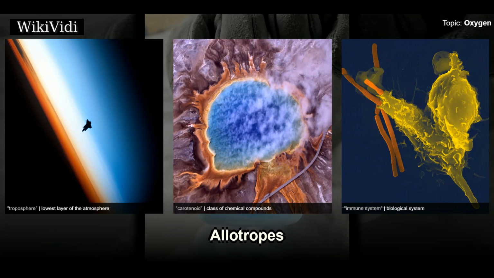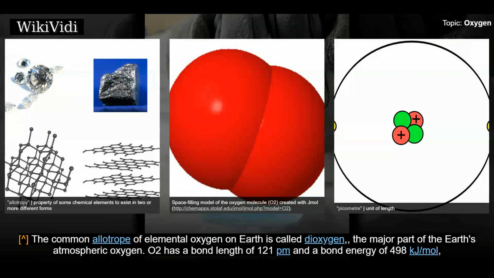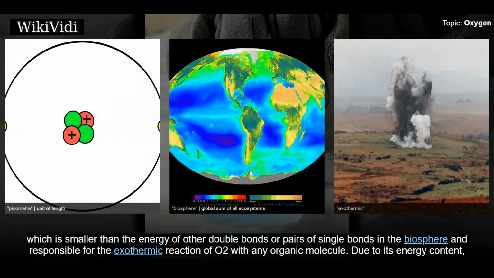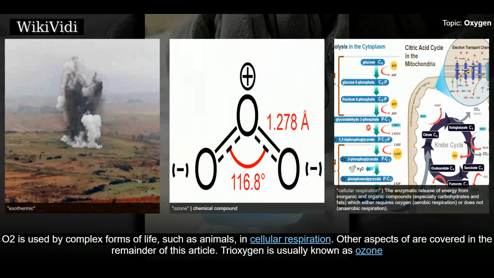Allotropes. The common allotrope of elemental oxygen on Earth is called dioxygen, O2, the major part of the Earth's atmospheric oxygen. O2 has a bond length of 121 pm and a bond energy of 498 kilojoules per mole, which is smaller than the energy of other double bonds or pairs of single bonds in the biosphere and responsible for the exothermic reaction of O2 with any organic molecule. Due to its energy content, O2 is used by complex forms of life, such as animals, in cellular respiration. Other aspects of O2 are covered in the remainder of this article.